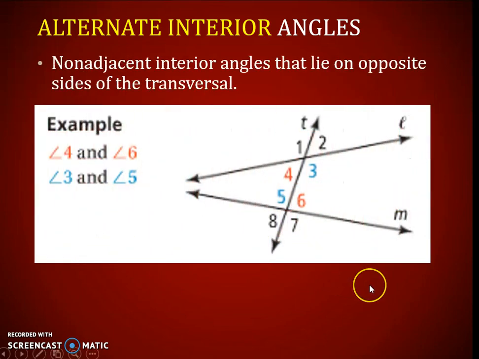The next one we have is alternate interior angles, non-adjacent interior angles that lie on the opposite side of the transversal. So right here, you see this transversal, this 4 and 6. They are crossed. That's called alternate interior angle. And then 3 and 5, they're crossed. They're alternate interior angles too. So 4 and 6, alternate interior, and then 3 and 5, alternate interior. Alternate means crisscross, like that.